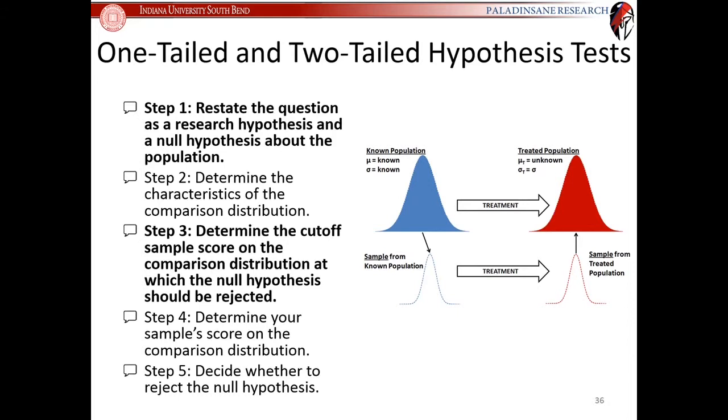If it's a one-tailed test, you put it all into one side of the distribution and find the cutoff score that is associated with that percentage in the tail. If it's a two-tailed test, you take your alpha, split it into two, and find the cutoff score that is associated with half of that alpha percentage in each tail. All right, so that's step 3.